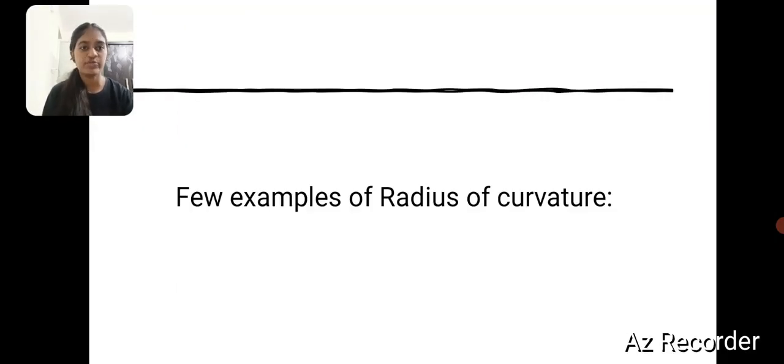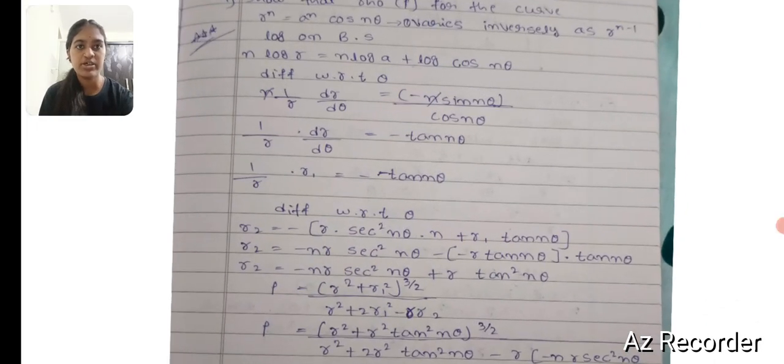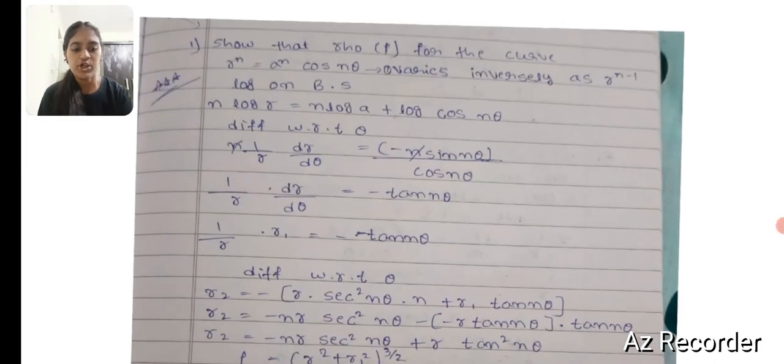Let me explain a few examples of radius of curvature. Here is the question and answer. Show that rho for the curve r to the power n is equal to a to the power n cos n theta varies inversely as r to the power n minus 1, or find the radius of curvature.